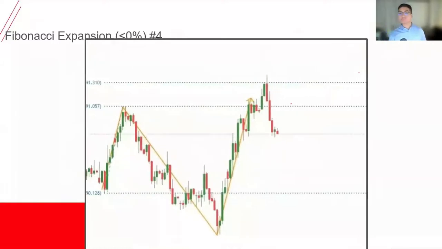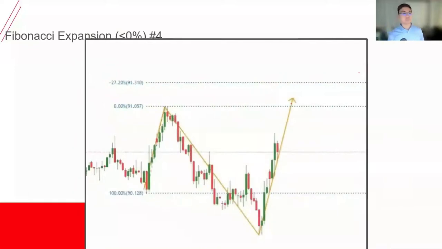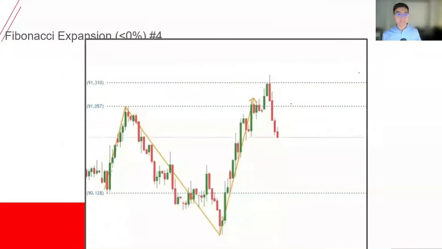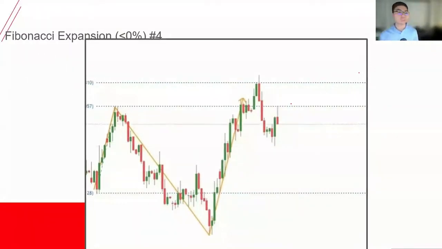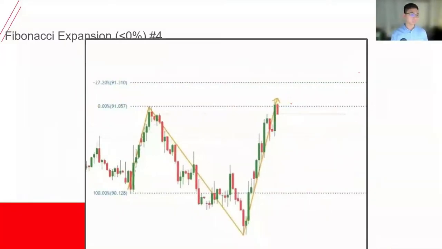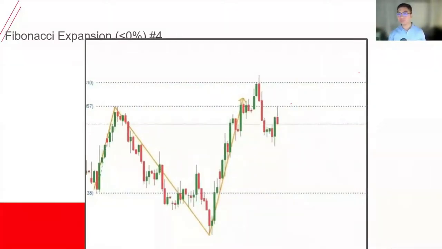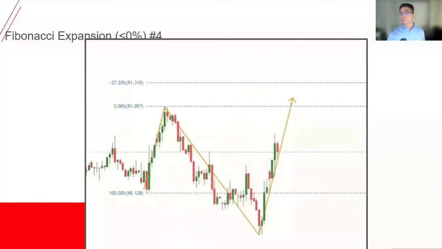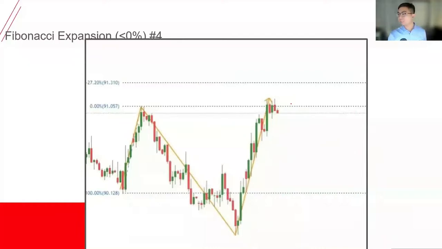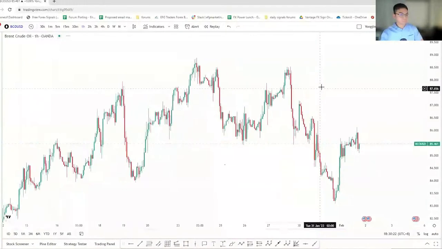So take note of the shape outlined by the orange arrow. So price retraces more than 50% of the Fibonacci trend line. So in this case, more than 100% and reverses nicely off the 27.2% Fibonacci expansion. Take a look, price retraces back down. So maybe we can start doing some kind of intense practice session. So let's find an example.